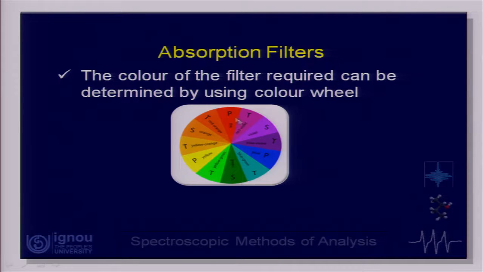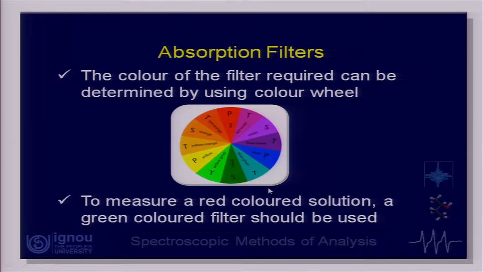Now, from this color wheel what we see is that suppose I want to make a measurement of a solution which is red colored. To make a measurement of a red color solution, I will be using a filter which is of green coloration. For this coloration, I use this filter. That means, essentially I use this color wheel to decide which filter to use for a given measurement.